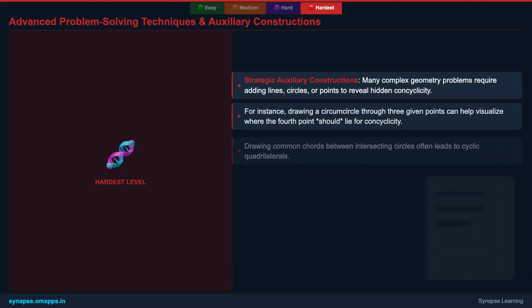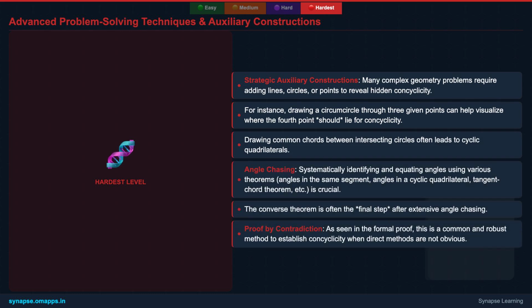Mastering advanced geometry problems often hinges on strategic auxiliary constructions and meticulous angle chasing. Many competitive-level questions don't just hand you the concyclic points. You need to draw extra lines, segments, or even circles to reveal the hidden concyclicity. For instance, drawing a circumcircle through 3 points might show you where the 4th point must lie. Or, constructing common chords between intersecting circles can highlight cyclic quadrilaterals.